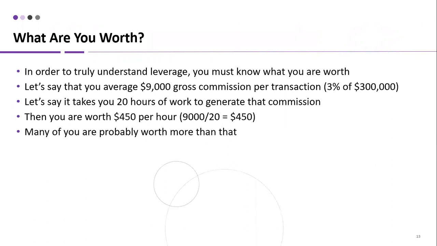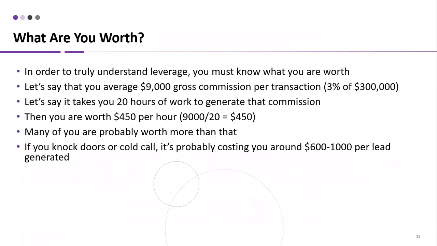Now, I would suspect most of you probably have a value that's more than that. If you are doing a lot of listings, chances are you're probably not spending 20 hours with a seller, right? It's probably going to be less. Some transactions are going to take more time, some are going to take less. But I would suspect that a lot of you, based on sales prices and how much time you're spending per transaction, are probably more in the $500, $600, $700, even $800 per hour range.